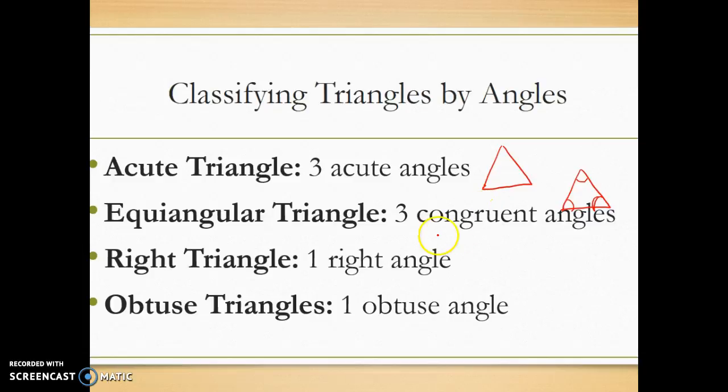A right triangle, which is a triangle consisting of 1 right angle. And an obtuse triangle, which has 1 obtuse angle.